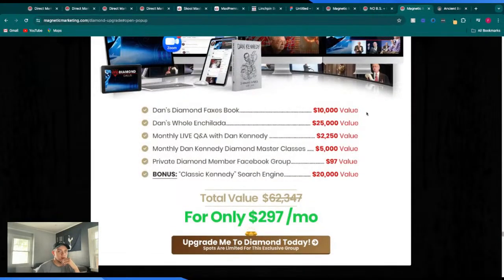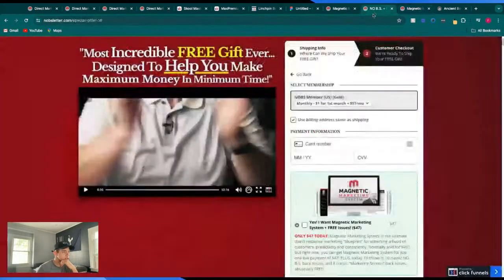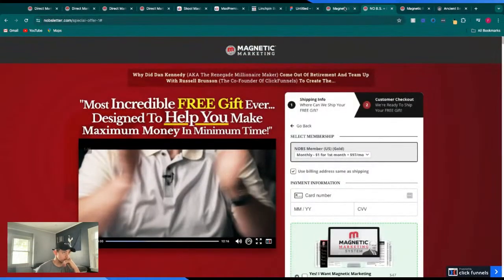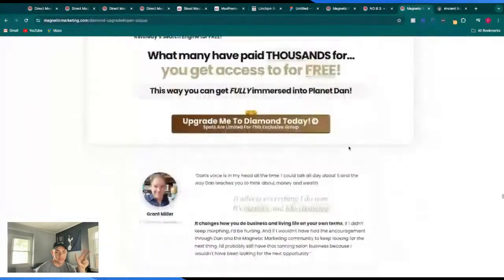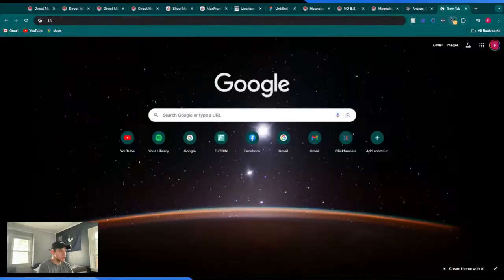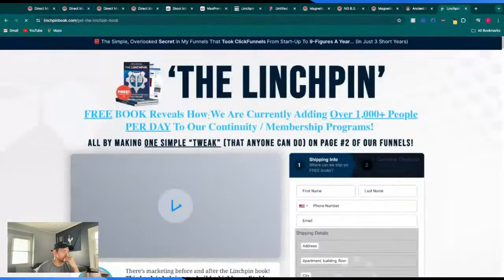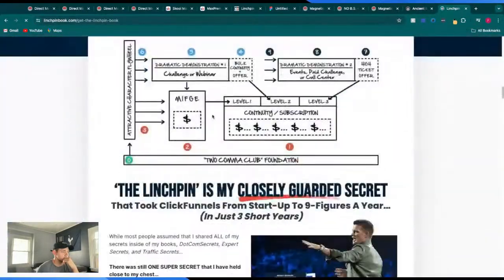Okay, this is the diamond, which we will also need because of the structure I want to go with. Essentially, it goes from free plus shipping offer to the MIFKE upsell, and then it goes to the diamond upsell, which is the second tier of subscription. So let me go to lynchpinbook.com and show you really quick what the linchpin is.